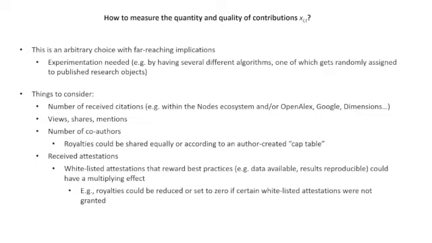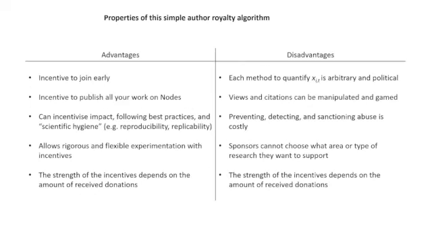So this is where I think we can actually couple quantity and quality with each other. We could have certain whitelisted attestations that reward best practices, such as data sharing or reproducible science, etc. And these attestations could have a multiplying effect. It could be so extreme that you say, well, if you don't have certain attestations, then the multiplier is going to be 0 and you're not going to get anything, right? So there's a lot of room for experimentation here, obviously.